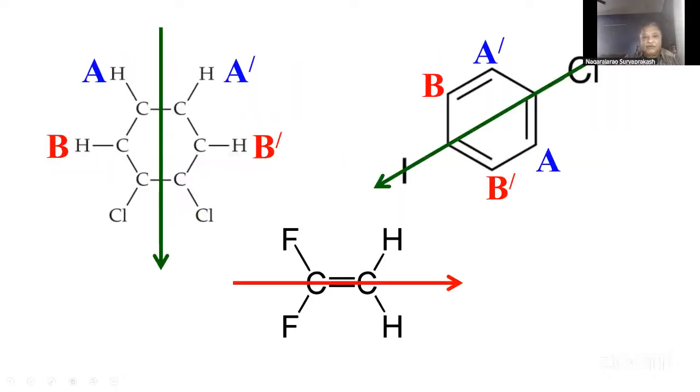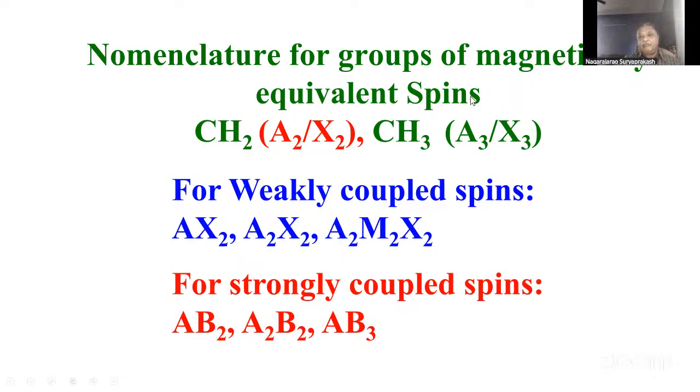For example, if I go to a molecule containing CH2, I can consider these two protons as A2 or X2. CH3 can be considered an A3 spin or X3 spin. Like that, depending upon the couplings of the protons and the chemical shift difference among the coupled spins, we can have different nomenclatures like this: weakly coupled, strongly coupled, etc.